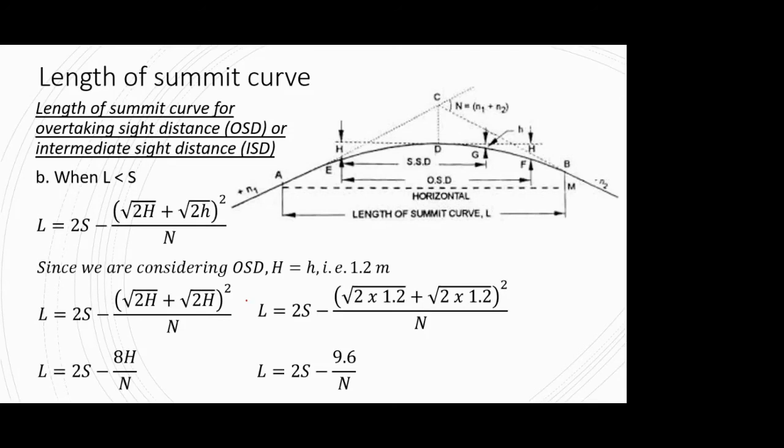Okay. So that's all for today. We'll stop here, and in the next lecture we'll consider the length of valley curve, and then we'll go on to the numerical part. Because the formulas are not that difficult, it's almost similar formula, so I thought of taking the numericals of all the vertical alignment together.